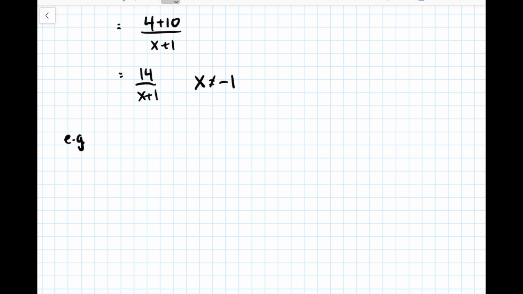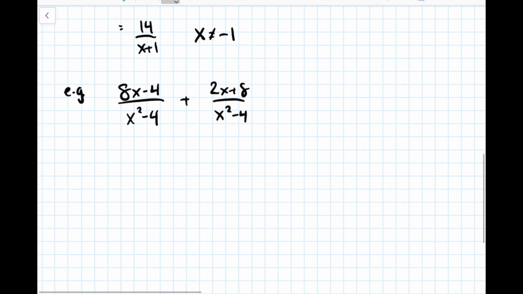Looking at another one. So if we have, say, 8x minus 4 over x squared minus 4 plus 2x plus 8 over x squared minus 4. So to add these, just as a quick refresher for you, we're not going to factor right now. We already have common denominators, so we don't need to worry about that. And we don't want to factor the numerators, because that's going to make combining these much, much more annoying. So don't factor anything at this stage, just add.